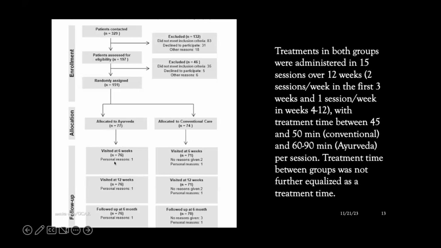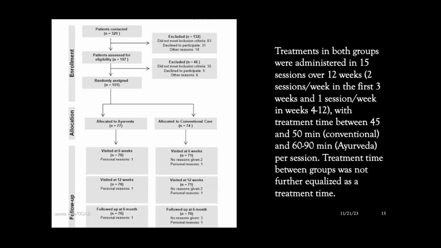At 6 weeks, now in the follow-up phase, how many patients visited? 76. So 1 has dropped out. There is a personal reason. Out of 74, 71, 3 have dropped out. No reason given by 2 people, but 1 person gave some reason. At 12 weeks, N is 76, personal reason 1. The same patient continued. At 12 weeks, here there are 71, they continued. Follow-up at 6 months, 76 continued for follow-up, and here 70 continued for follow-up.